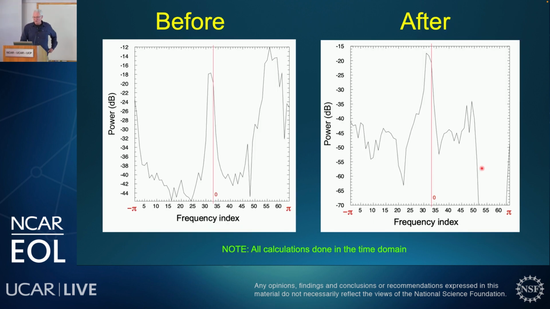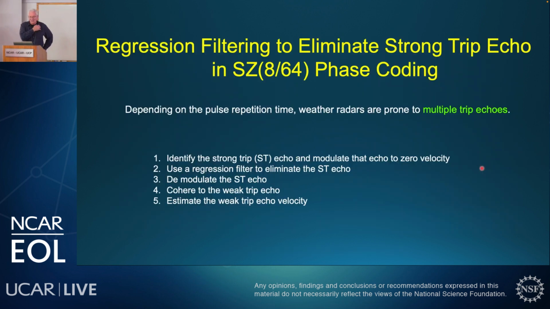And so there's before and there's after. So indeed, Yoda was right. You can use regression filtering to eliminate anything. There is an application to that, and there is a technique that is used on our national network of radar. It's called SZ-8/64 phase coding.